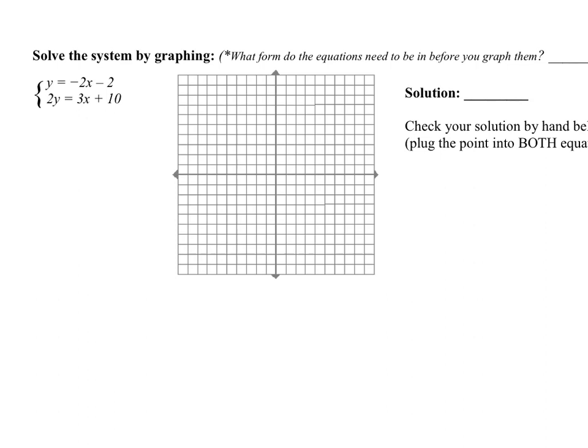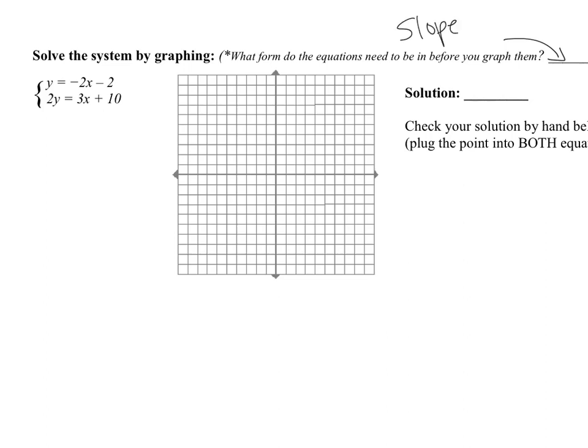So now for the next one, I actually want you to graph these two lines on the graph and see what the solution is by hand. So quick reminder, in order for these to be easy to graph, the form that they should be in is slope-intercept form. So the question here, what form do the equations need to be in before you graph them? They either need to be in point-slope or slope-intercept. Since neither one of these are in point-slope form, the go-to is to put them into slope-intercept form.